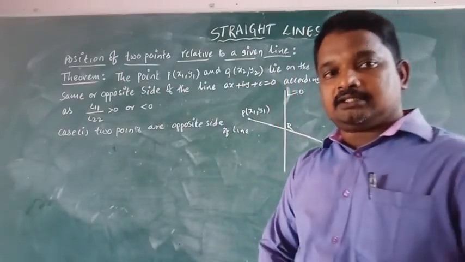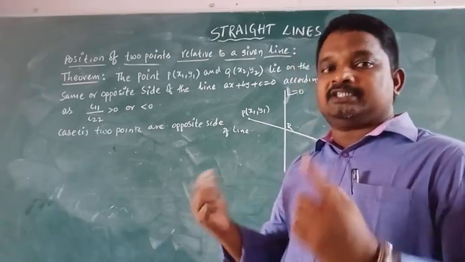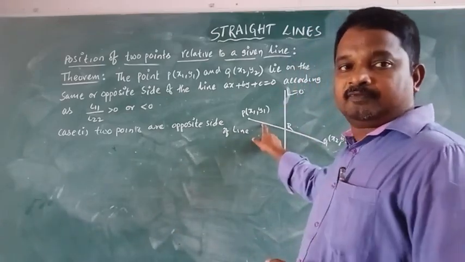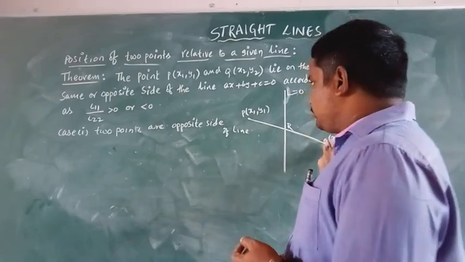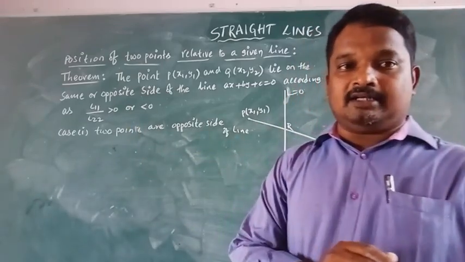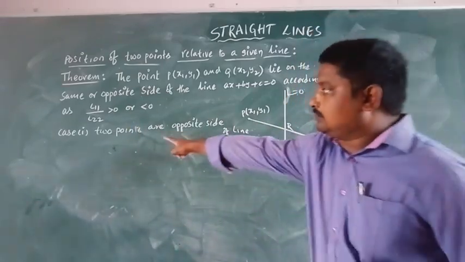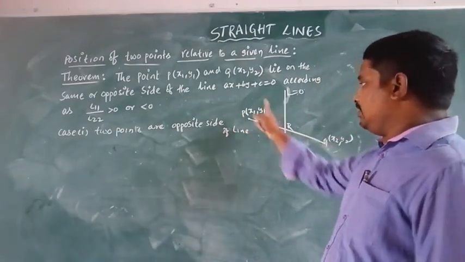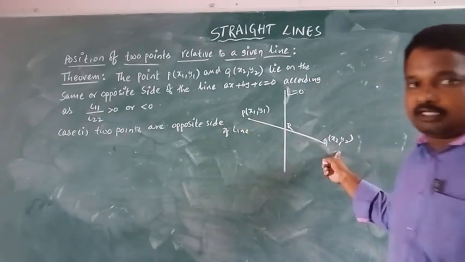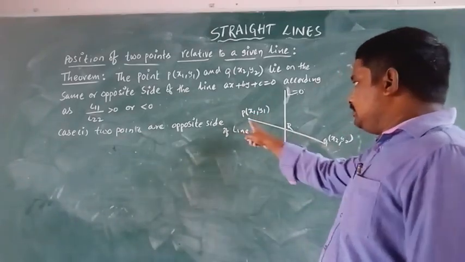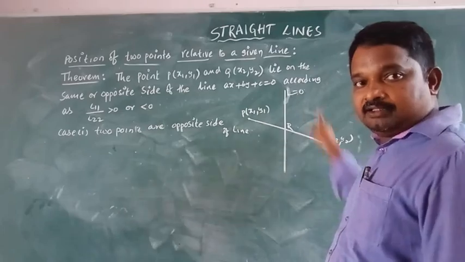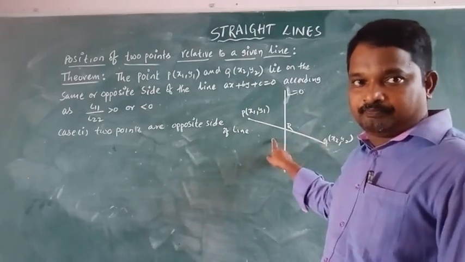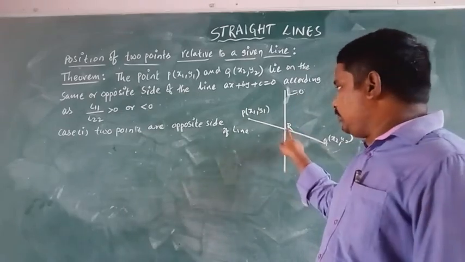First case is both points are on opposite sides of the line. Second case is both points are on the same side of the line. So first case, I am taking 2 points on opposite sides of a line. The 2 points are P(x1, y1) and Q(x2, y2). By joining this line segment, the line divides it in some ratio internally at some point R.